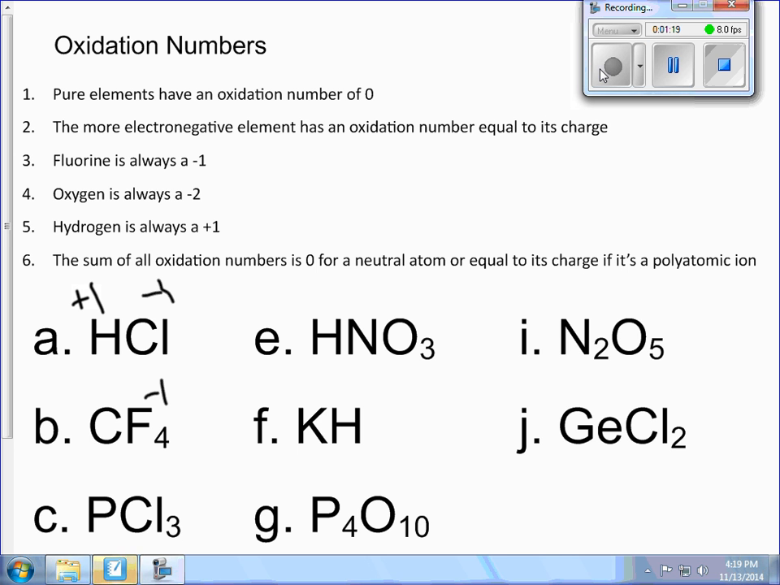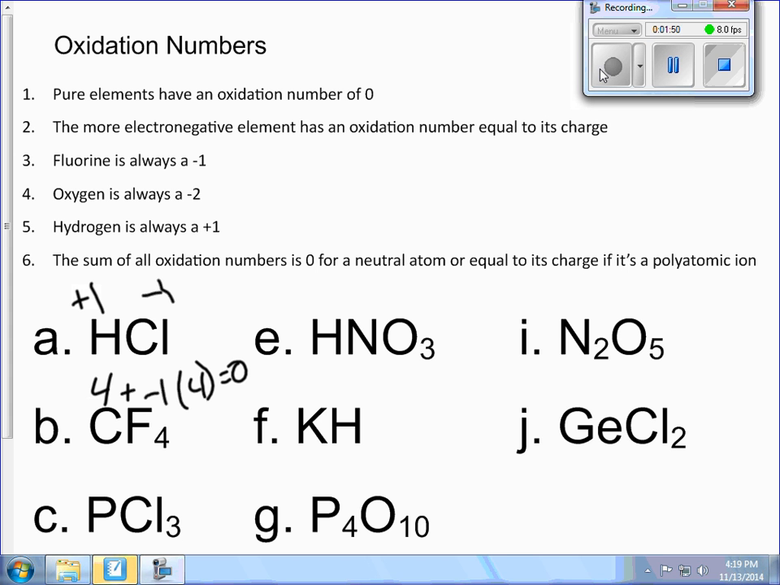Now, if you'll notice, we have a subscript of 4. So we have 4 fluorine. All of them have a -1 charge. So right now our total is -4. To make this equal to 0, then carbon has to be a +4. Let me rewrite this. -1 times 4. There we go. Now that equals 0.